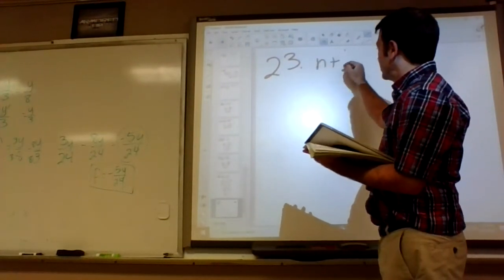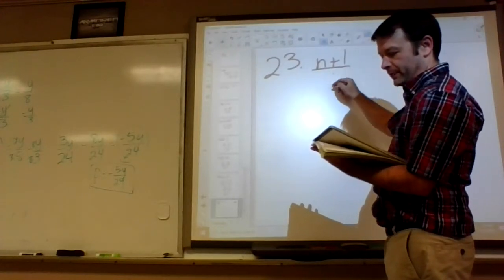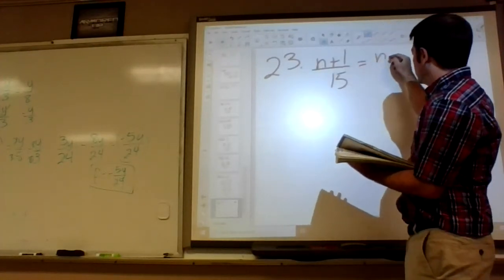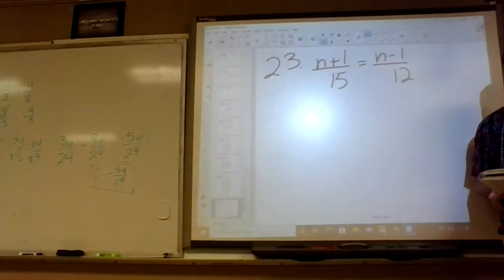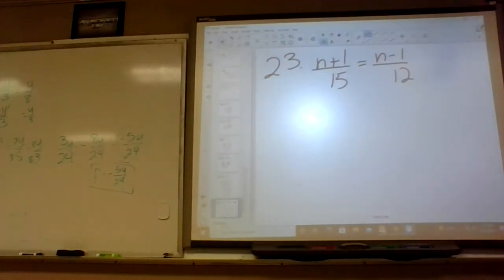Alright, a little bit bigger, isn't it? N plus 1 over 15, n minus 1 over 12. I'm gonna give you guys a 15-second head start on this one. Mark, set, go. Wait, what are we supposed to do? Solve. Don't we just cross multiply both ways? Yes. Oh, okay.